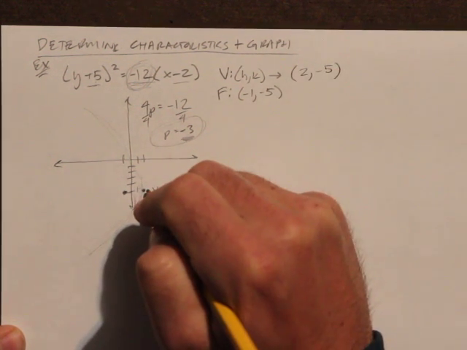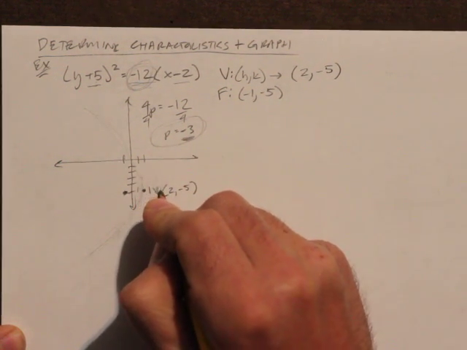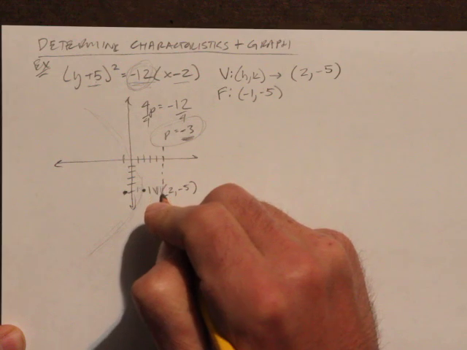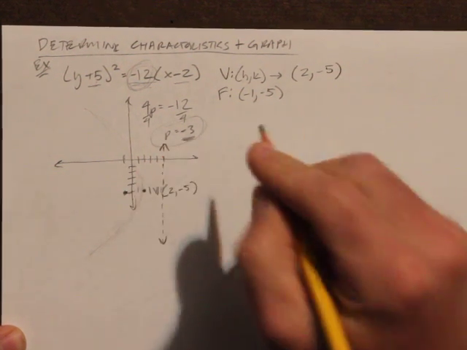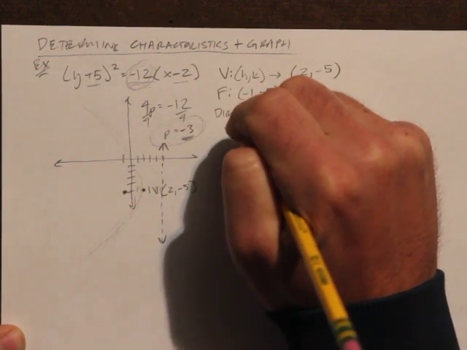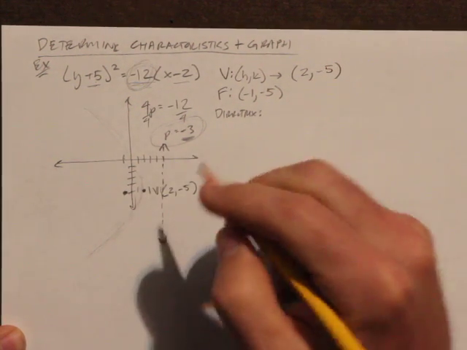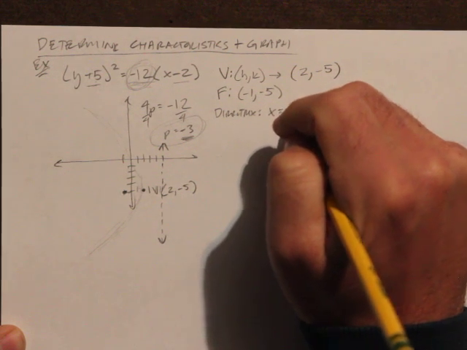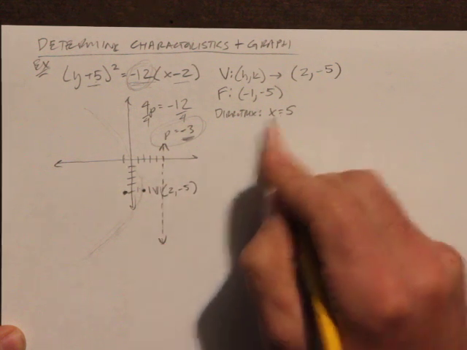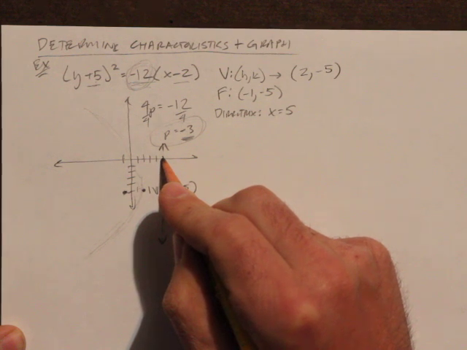And my directrix is going to be 3 to the right. 1, 2, 3. So 2, 3, 4, 5. There's my directrix. My directrix is a line, so it's x equals 5. My directrix is not a point, it is this line. So it is written as a line, x equals 5, right where it goes through the x-axis.